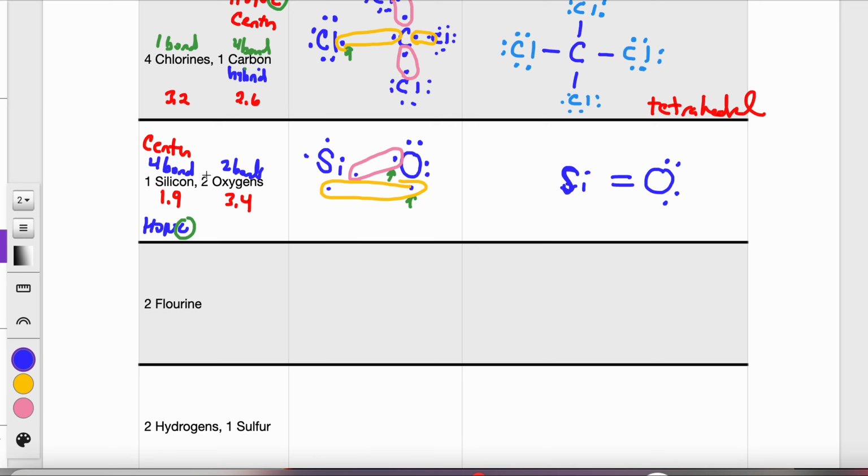It tells me I have a second oxygen. Well, the second oxygen has to have a bonding pattern just like the first one. So what would make sense is that silicon would form a second double bond with the second oxygen. Because my silicon formed 2 different double bonds with 2 different oxygens, the shape would be linear.